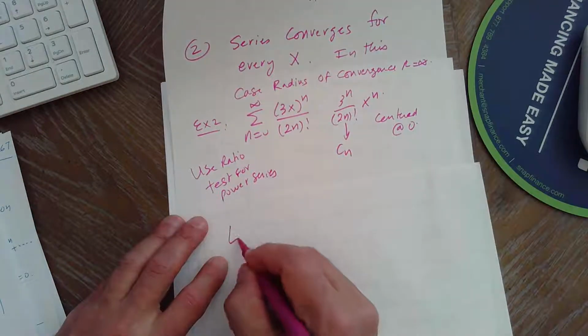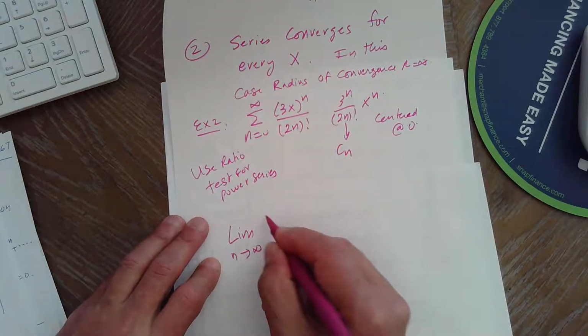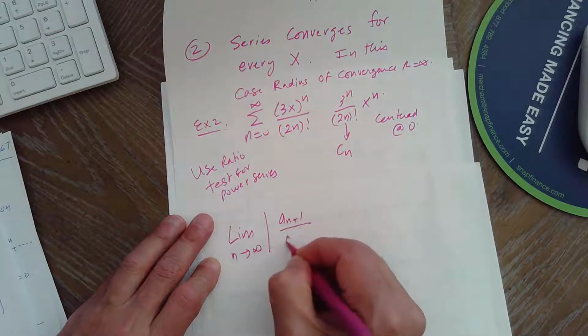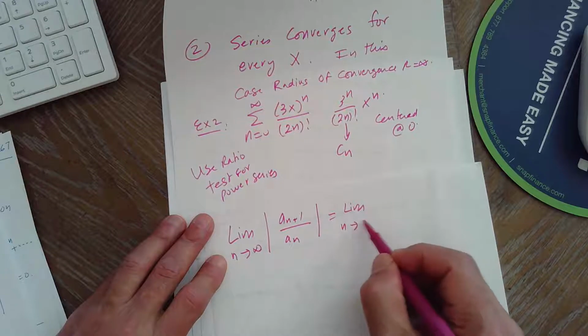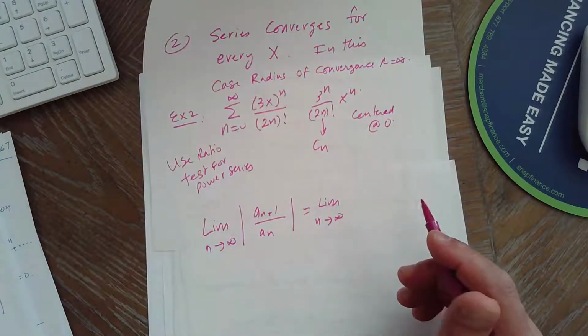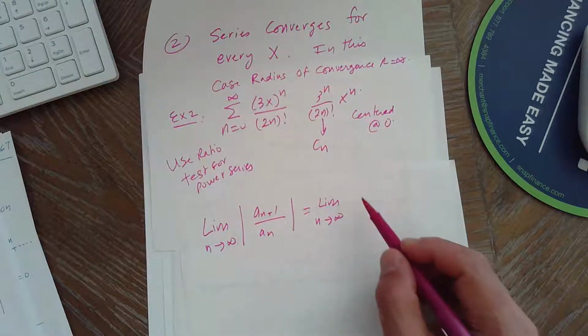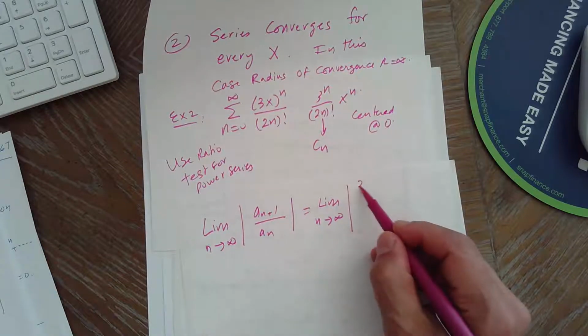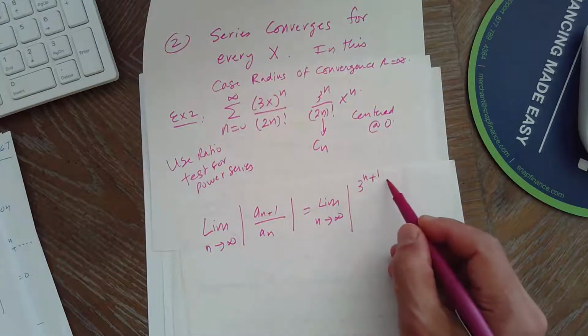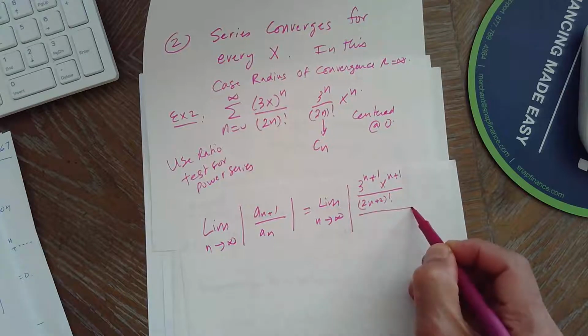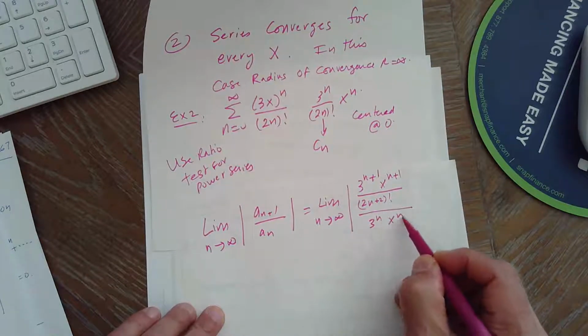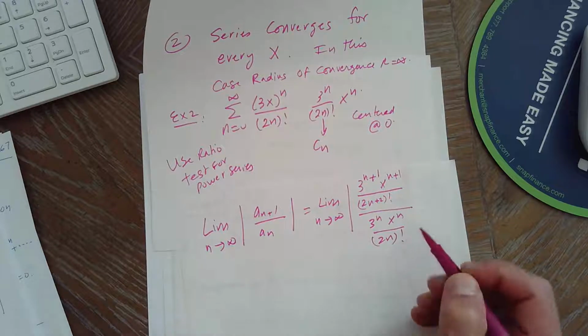Okay, so using the ratio test, limit as n goes to infinity, absolute value of a_(n+1) over a_n, which equals limit as n goes to infinity, absolute value of 3^(n+1) x^(n+1) over (2n+2) factorial, divided by a_n, which is 3^n x^n over (2n) factorial.